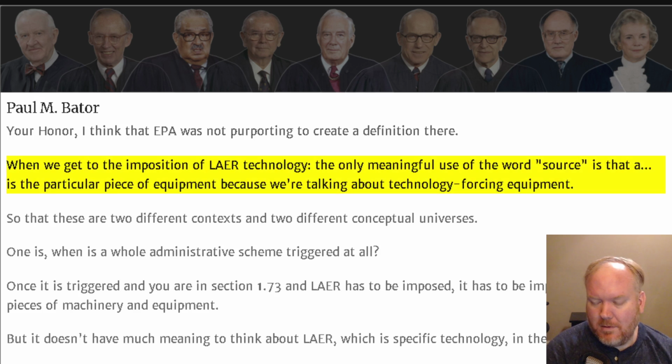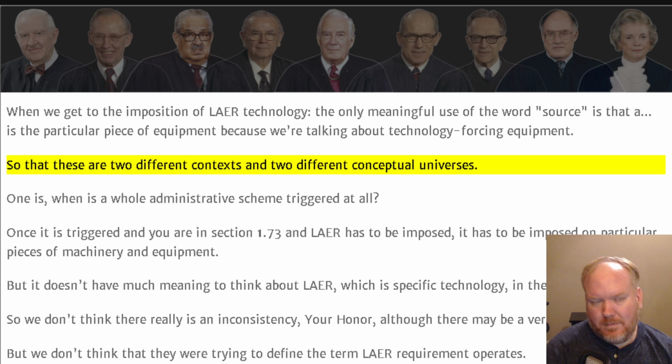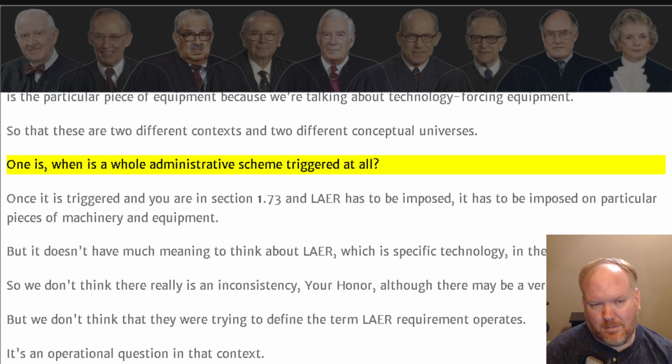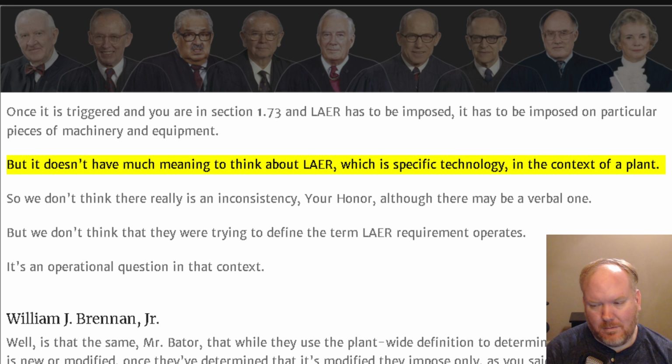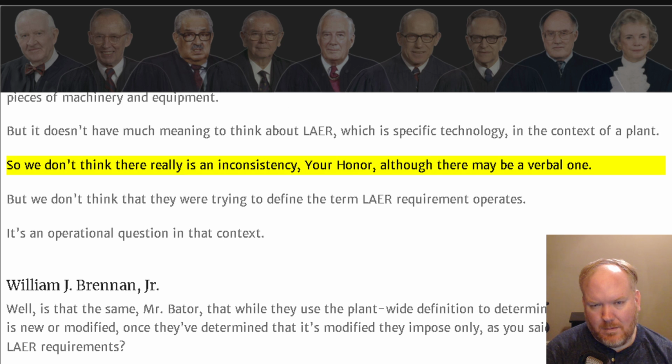Create a definition there. When we get to the imposition of LAER technology, the only meaningful use of the word source is the particular piece of equipment, because we're talking about technology-forcing equipment. So these are two different contexts and two different conceptual universes. One is, when is a whole administrative scheme triggered at all? Once it is triggered, and you are in Section 173 and LAER has to be imposed, it has to be imposed on particular pieces of machinery and equipment. That is, it doesn't have much meaning to think about LAER, which is specific technology, in the context of a plant. So we don't think there really is an inconsistency, Your Honor, although there may be a verbal one.